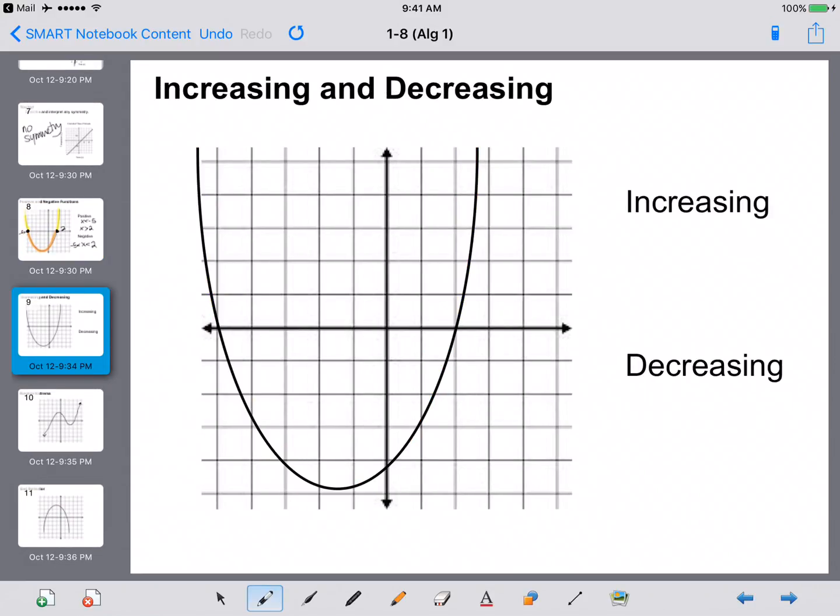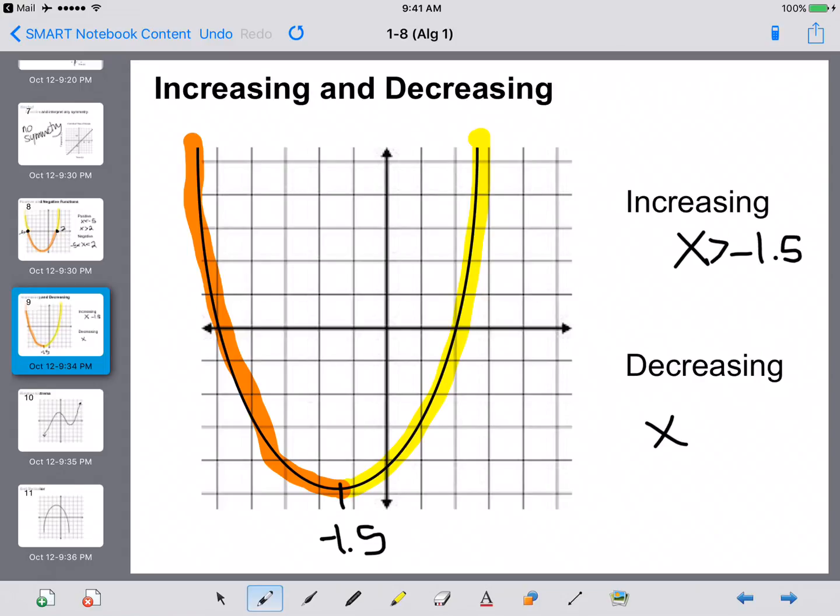Then you have increasing and decreasing. So our graph here, as you read from left to right, is decreasing until this point here. Then it shifts, and now it's increasing. I'm going to go with that point at about negative 1.5. So there's one place where our graph is increasing and one place where our graph is decreasing. It's increasing from negative 1.5 and bigger. So when x is bigger than negative 1.5, it's increasing. Then when it's less than negative 1.5, it's decreasing.